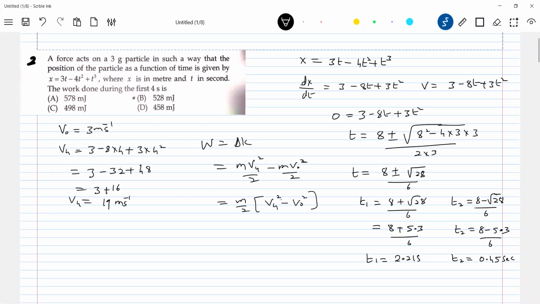Sir, the mass should be converted to kilograms. I'm not getting what you're asking. The mass of the particle should be converted into kilograms. No, sir, he gave the answer in millijoules. The options are in millijoules, 10 to the power of minus 3.